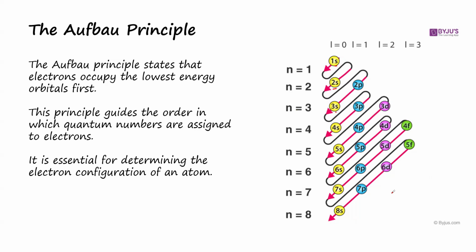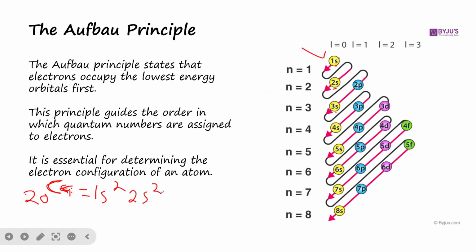Assuming you have calcium, and the atomic number of calcium is 20. If you want to arrange these 20 electrons, how are you going to start? You have to start from 1s. We take 1s, which accommodates a maximum of 2 electrons, and then 2s.